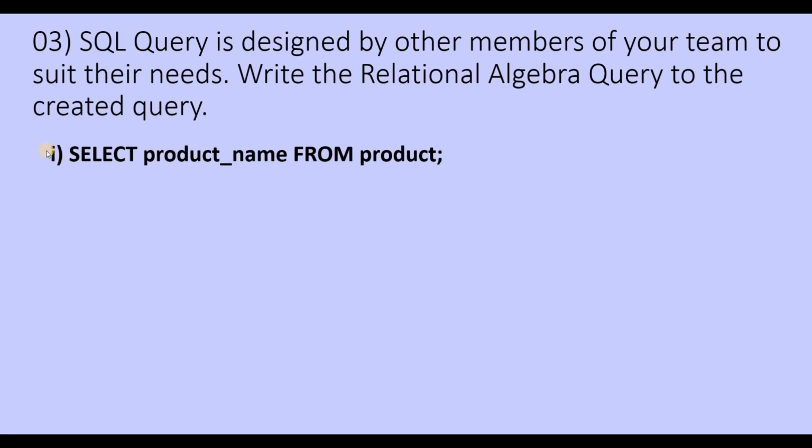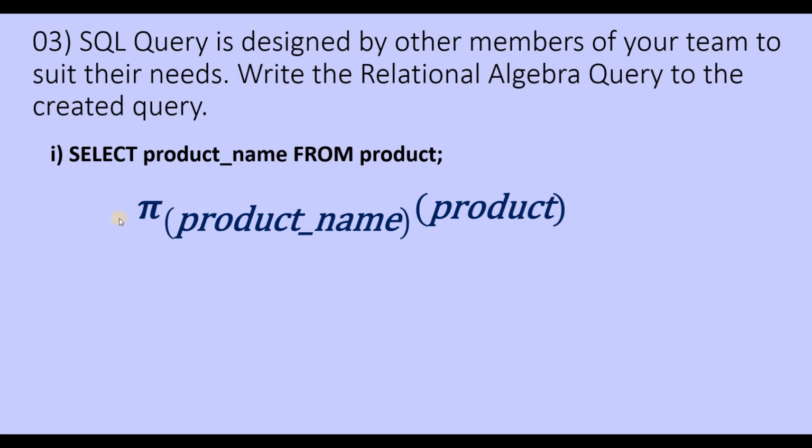In this part, we can use the projection operator to select the product name from the product table. You can see by using the letter pi, that means we are using the projection operator. By using this operator, we can select the product name from the product table. So here's the answer for the first part.